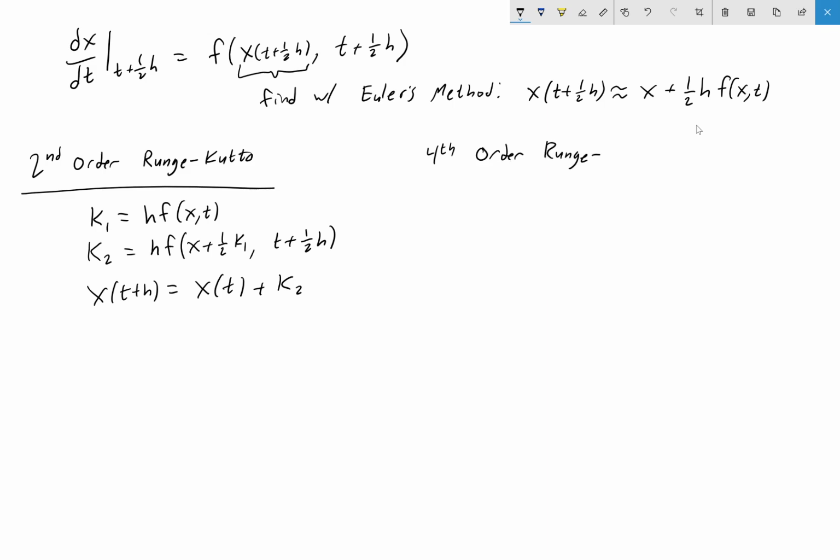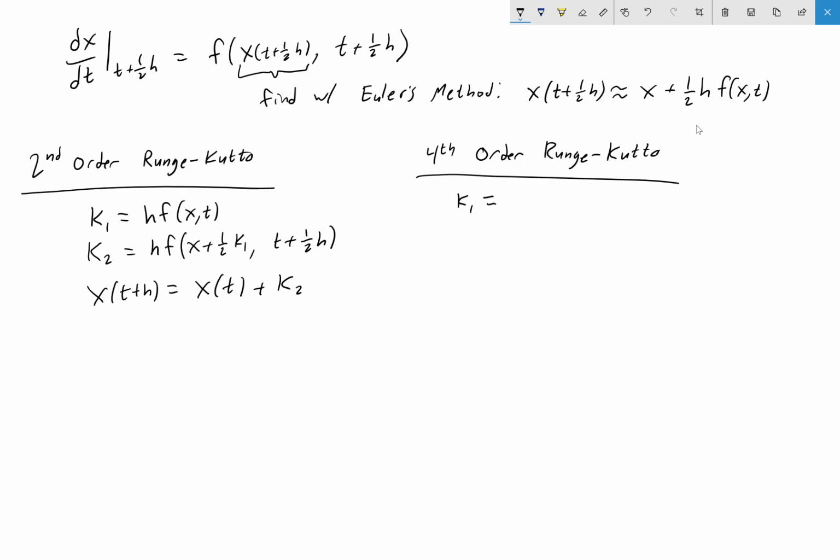Nothing stops you in principle from going higher order, but the equations start getting longer, and at some point it takes longer for your computer to evaluate all of the intermediate calculations than the time you'd save using a simpler method with just more time steps. So this is really our sweet spot for solving ordinary differential equations.